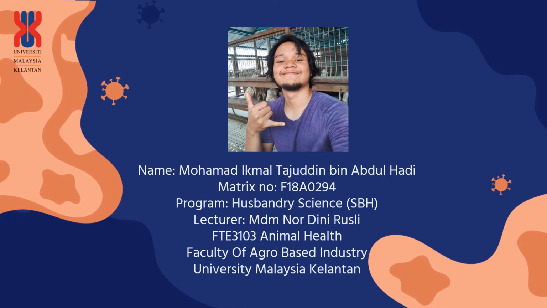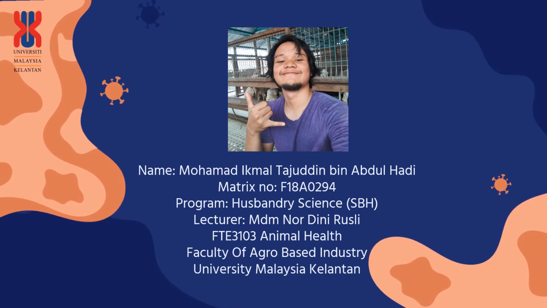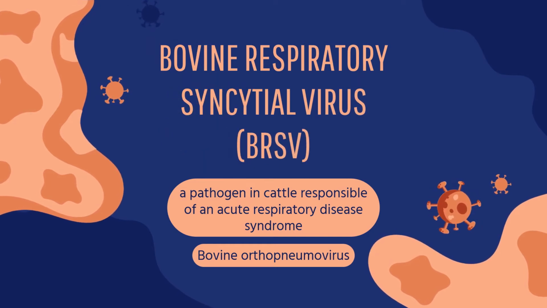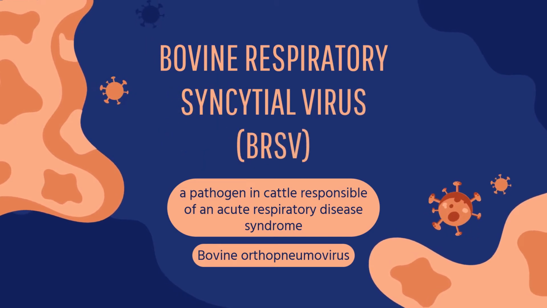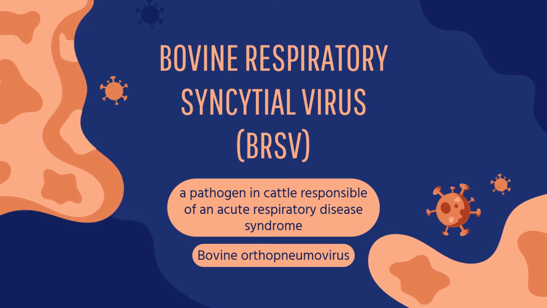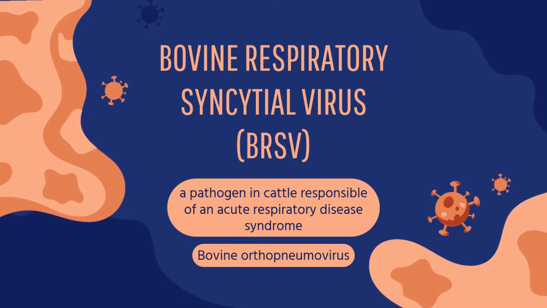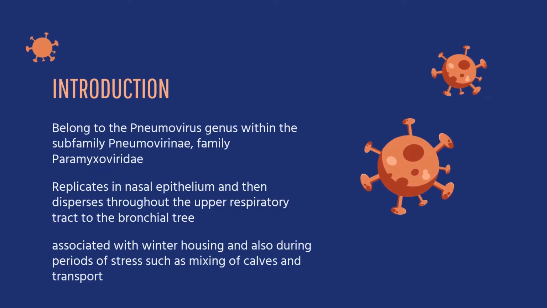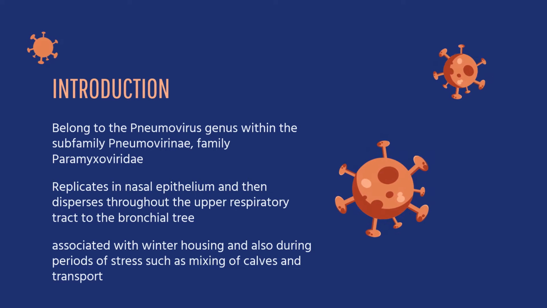I am from SBH3. Today I am going to present one of the most infamous diseases in the cattle industry, which is Bovine Respiratory Syncytial Virus or BRSV. The virus is also known as Bovine Orthopneumovirus, which is responsible for an acute respiratory syndrome in cattle. Without further ado, we proceed to the introduction of the topic.